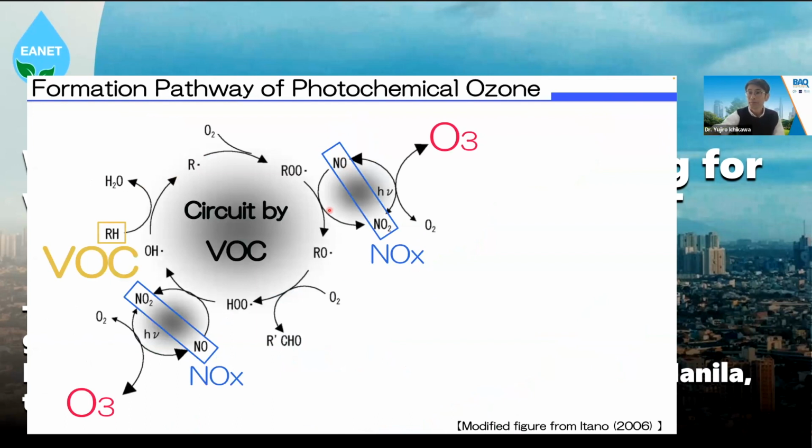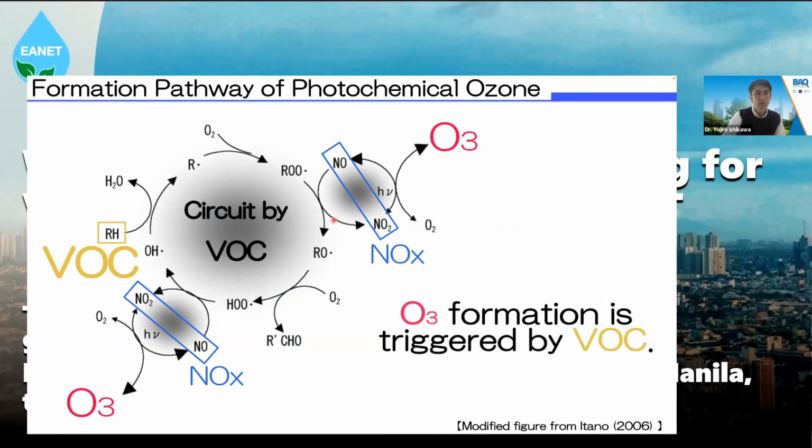And this is the stream of the formation pathway of photochemical ozone. However, I won't go into details to explain this reaction. I just want people to know that the VOC shown in this yellow character right here would be the key for this reaction. And in other words, photochemical ozone formation is triggered by VOC. So it is really important to understand the atmospheric concentration and behavior of VOC.